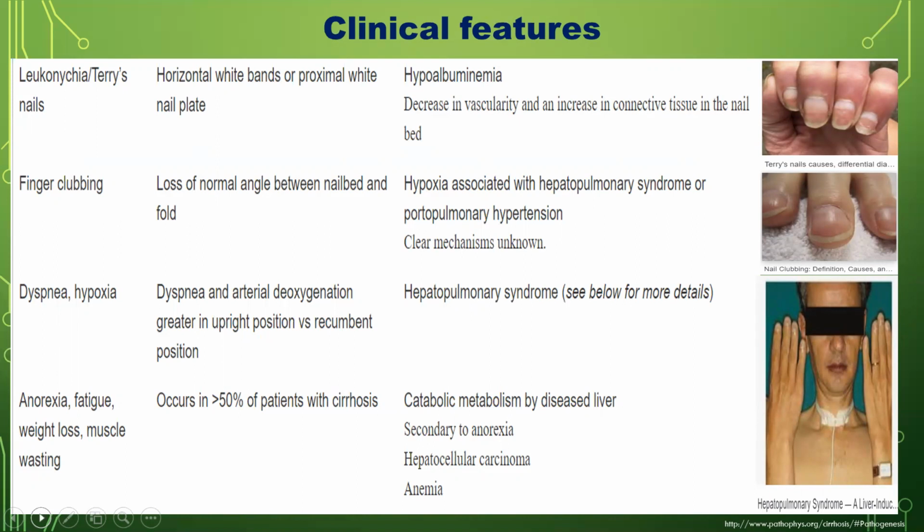Dyspnea and hypoxia occur in patients with hepatopulmonary syndrome due to decreased oxygenation. Anorexia, fatigue, weight loss, and muscular wasting are due to catabolic metabolism, secondary to anorexia in patients with hepatocellular carcinoma and the presence of carcinoid syndrome. In case of anemia, the patient will have fatigue due to hypoxia.